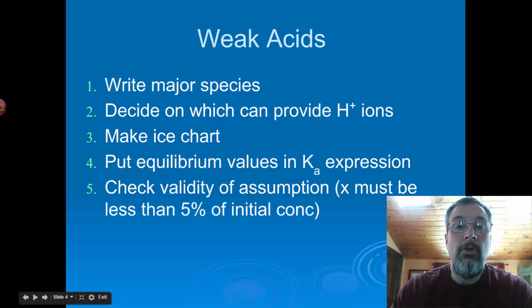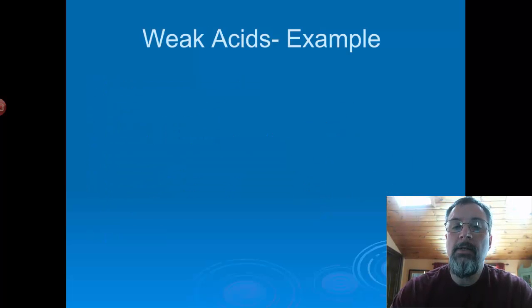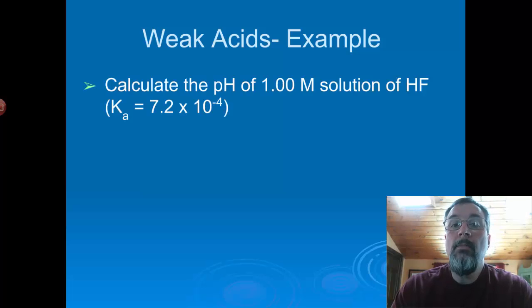Now you can use the approximation rule here, but again, you want to check to make sure that the value of x is less than 5% of the initial concentration of that acid. We did that before in the last chapter. And then you find your pH. So here's an example. We have a 1.00 molar solution of HF, which is a weak acid. The Ka value for HF is 7.2 times 10 to the minus 4th.